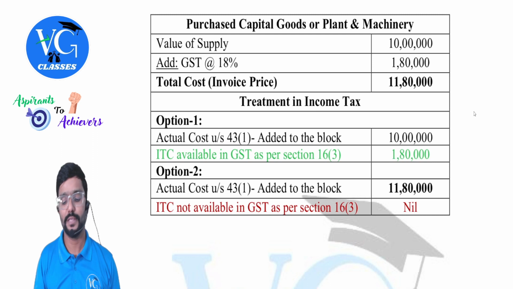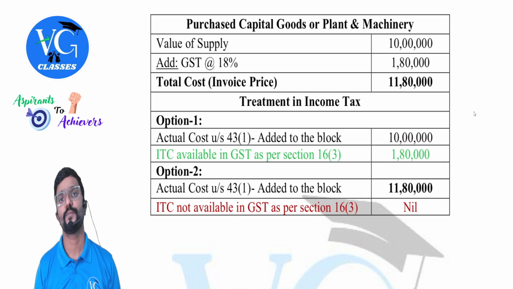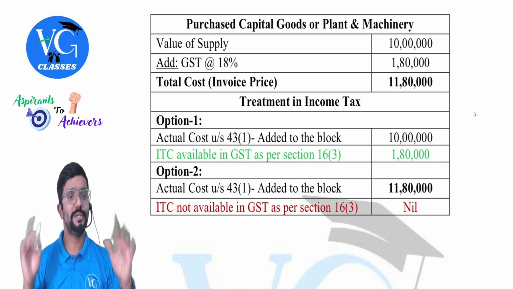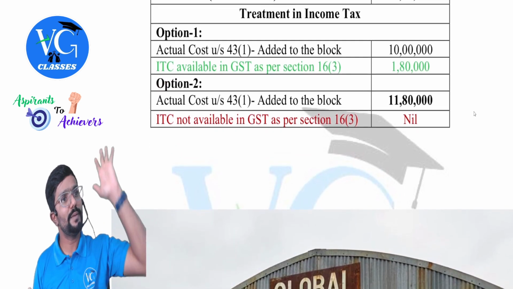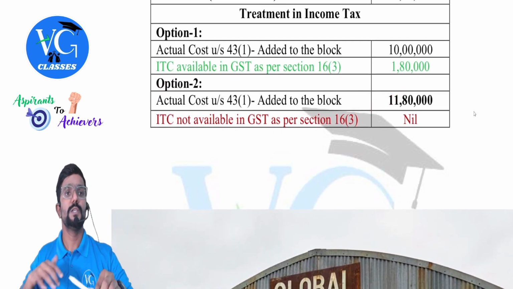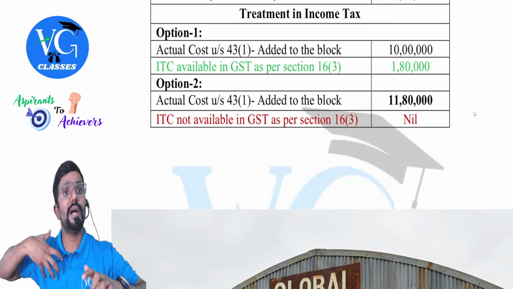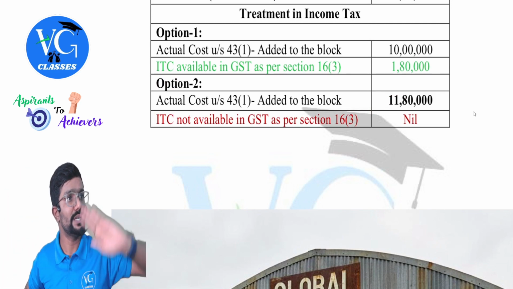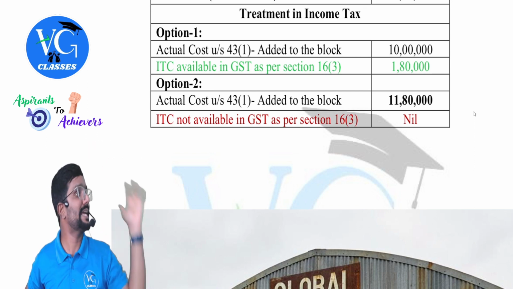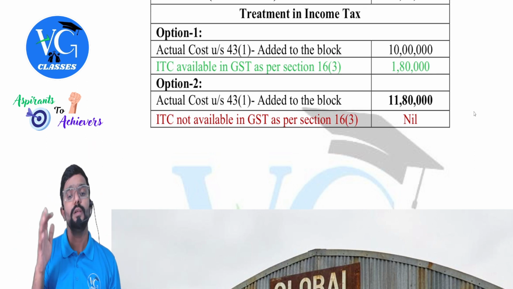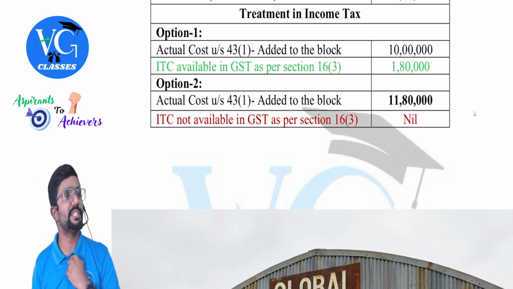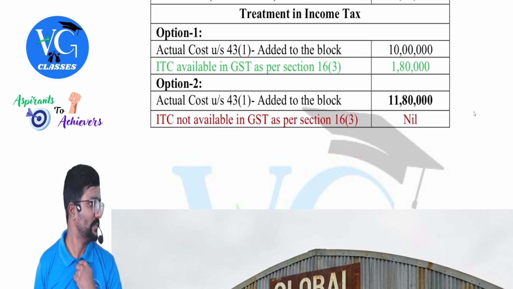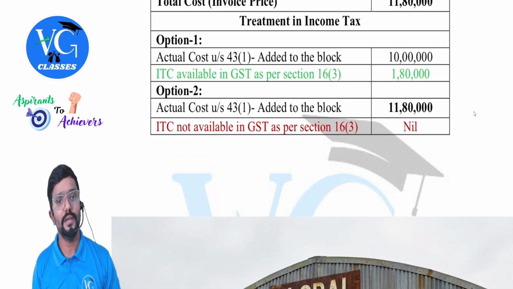That means, can you get a credit of 1,80,000 in GST? Yes, you can claim the credit. That means 1,80,000 can be adjusted against output tax in GST. This is option 1. Option 2 is, sir, we will consider actual cost in the income tax as how much? 11 lakh 80,000. So I will add how much to the block of the asset? 11 lakh 80,000 and start claiming depreciation on 11 lakh 80,000. And in GST, can I claim ITC? No. ITC not available in GST. The amount of ITC is Nil. Is that clear?